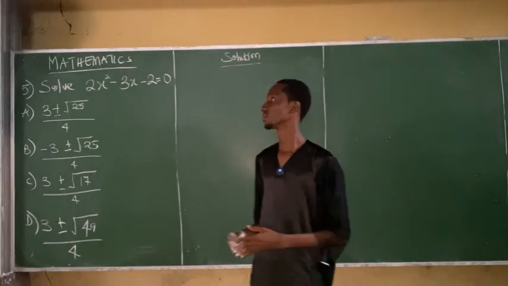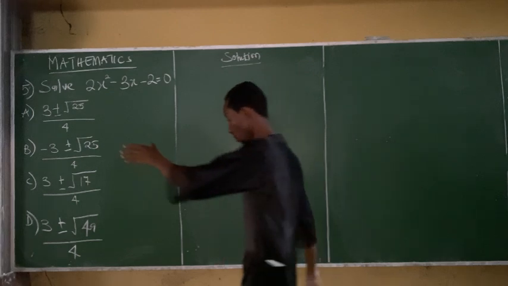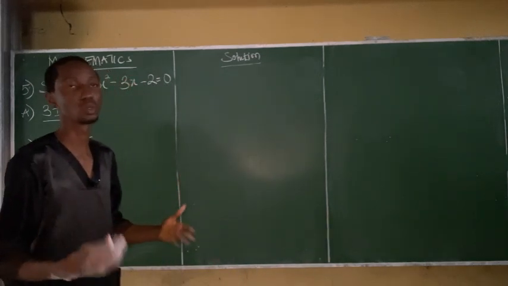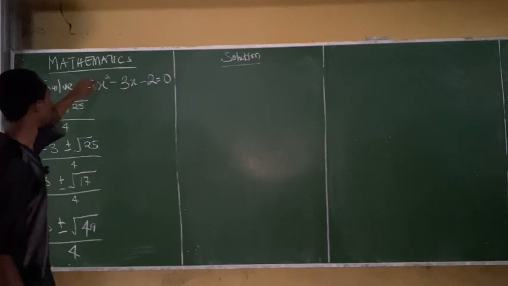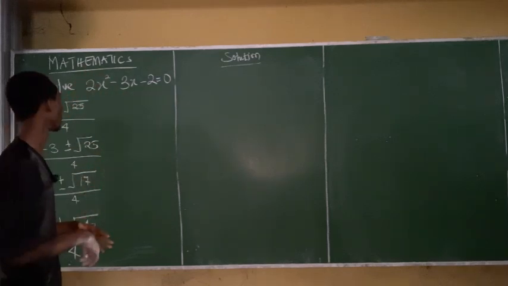Question 5. Question 5 says, solve this equation: 2x squared minus 3x minus 2 is equal to 0. We have option A, option B, option C, and option D. Wow! Now looking at these questions, there are ways of solving quadratic equations. This equation is a typical quadratic equation because the highest power of the unknown here is 2.